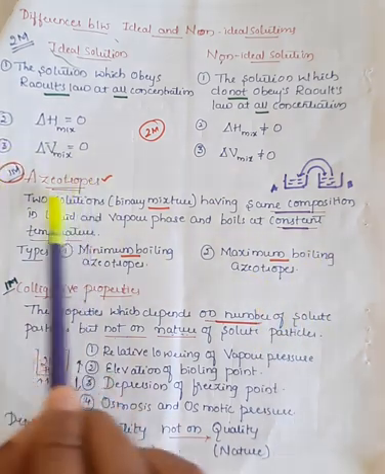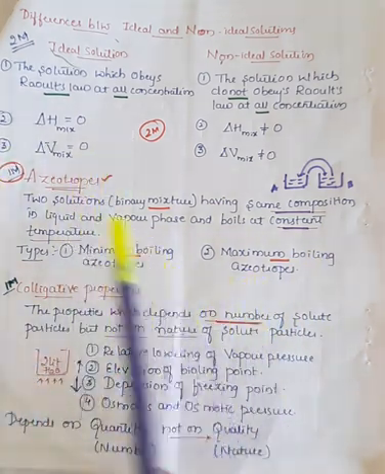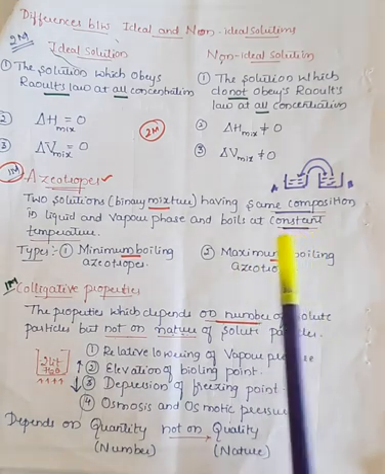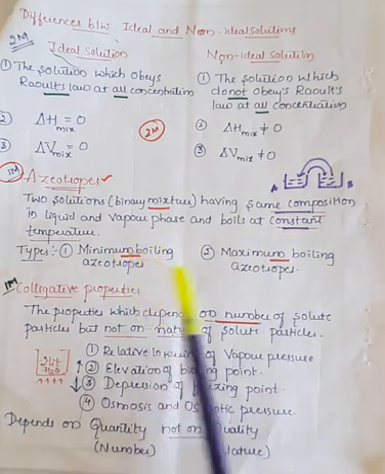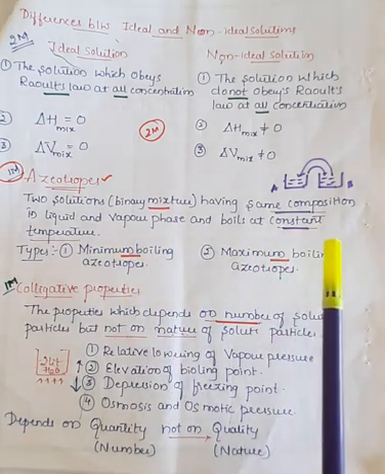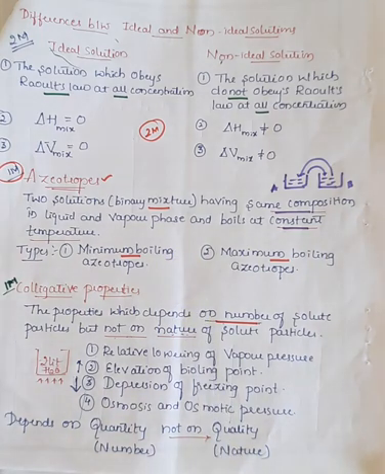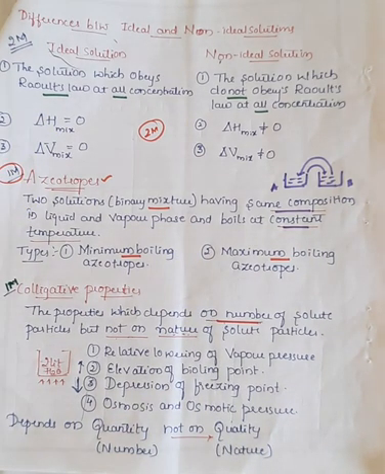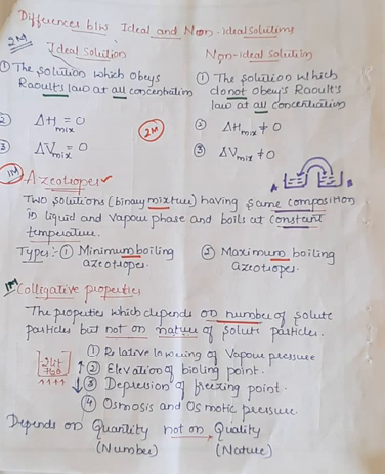Right? So azeotropes, we already know the definition, and they are further classified into two types: minimum boiling azeotropes and maximum boiling azeotropes. So these are the two important questions which may occur from the solution chapter. One is the differences between the ideal solution and non-ideal solution. We have seen the three differences. And the second question was: define azeotropes or classify the azeotropes, as minimum boiling azeotropes and maximum boiling azeotropes.